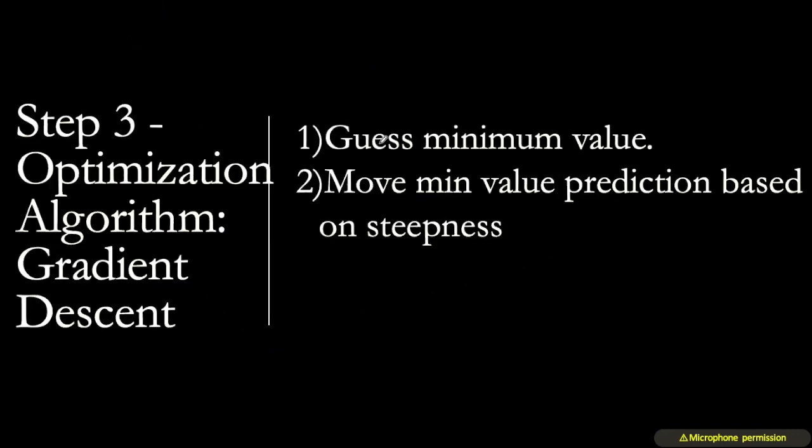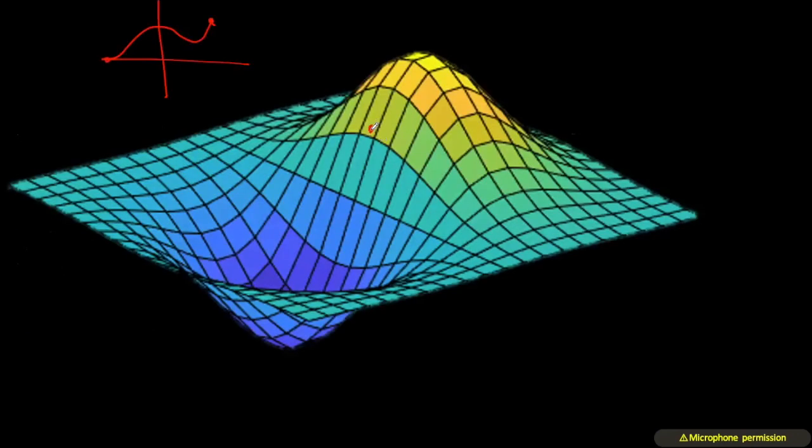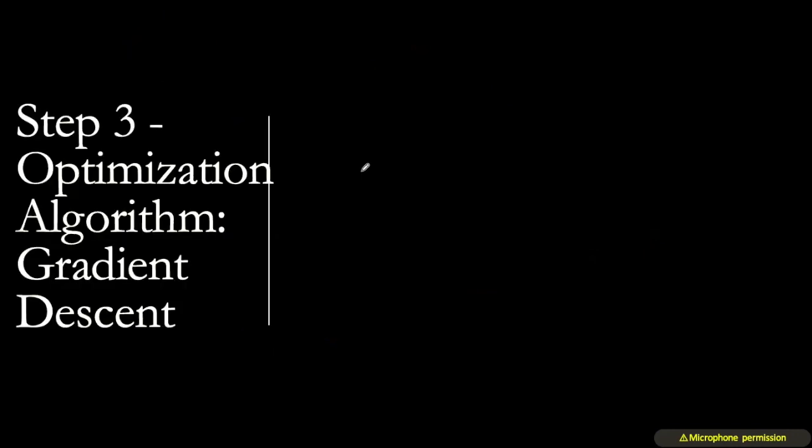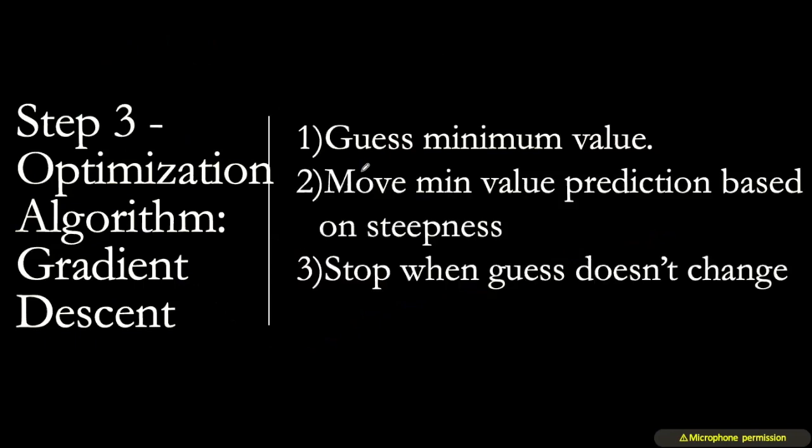And now our second step will consist of moving the guess based upon the steepness. In particular, if the steepness is positive, then we move to the left, and if the steepness is negative, then we move to the right. So in this case, because the steepness is positive, as you can see here, we move to the left. And we iterate this process until our guess doesn't change.